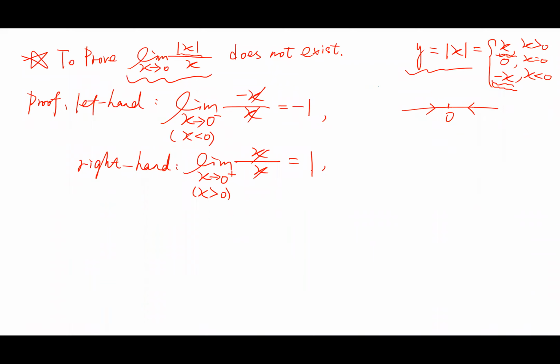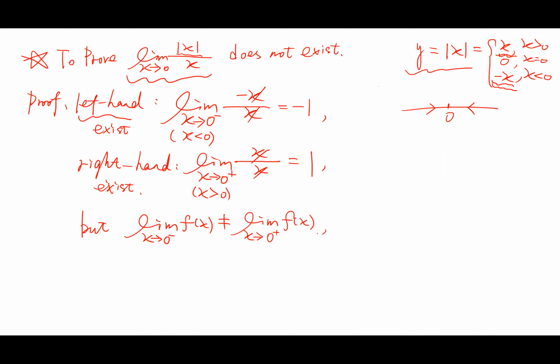Here we can see the left hand limit exists, right? And the right hand limit also exists, right? But they are not the same. So here we have to write down that the left hand limit of this function f(x) does not equal the right hand limit.